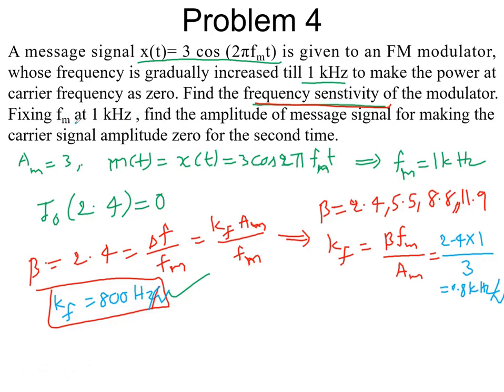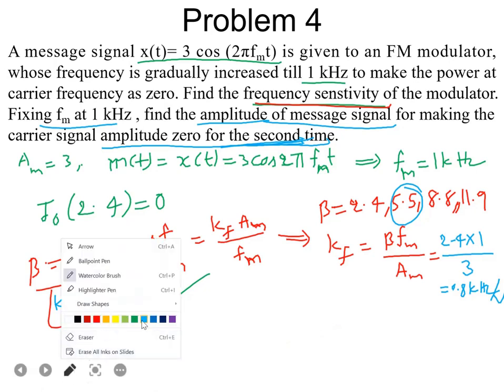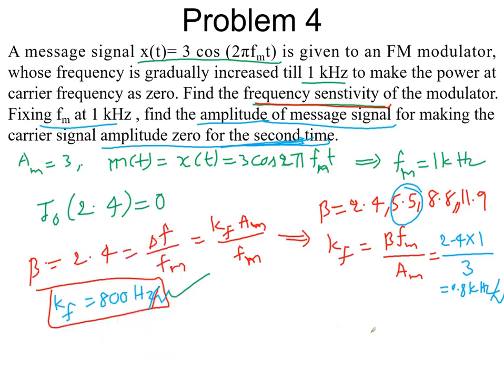Now they are fixing fm at 1 kilohertz. Now they are asking you to find the amplitude of the message for making the carrier amplitude 0 for the second time. Second time means your beta becoming 5.5. Now kf is fixed, then you are trying to vary what? Am is going to get varied. The other thing fixed is fm, which is 1 kilohertz.